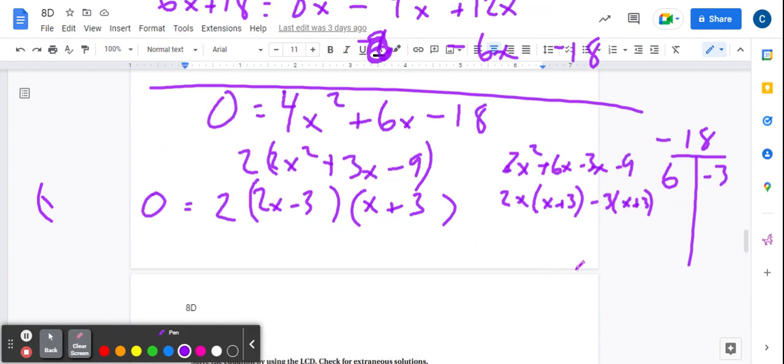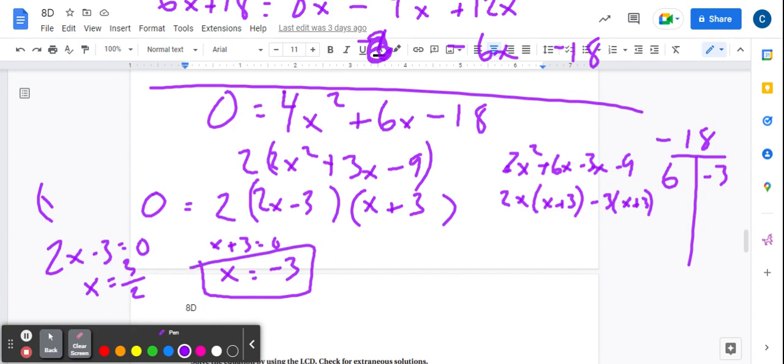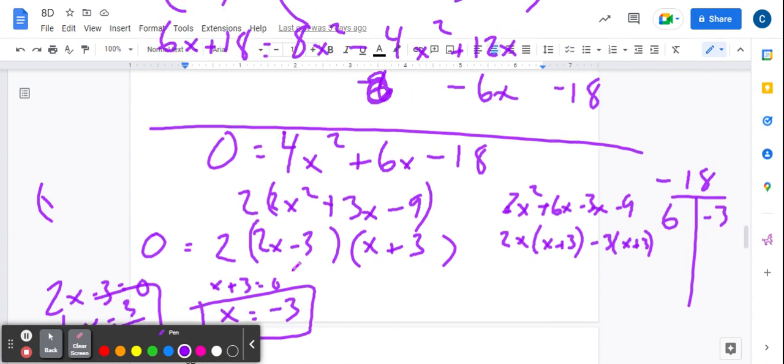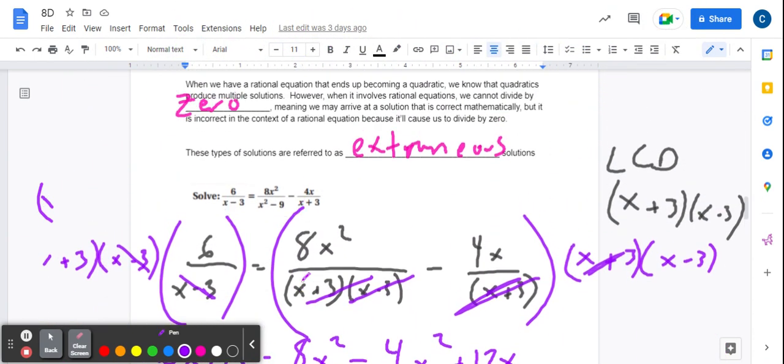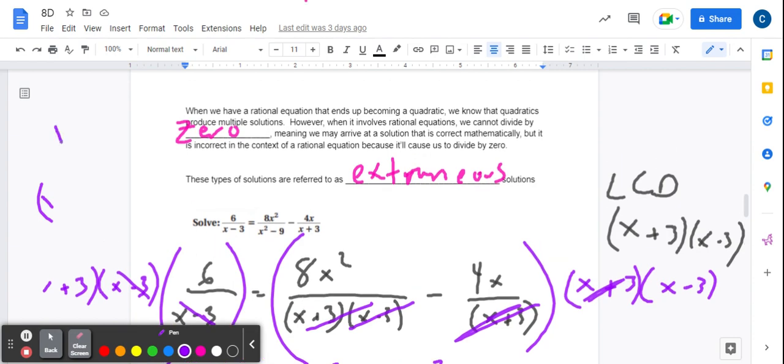So when we set it equal to 0, we get 2x minus 3 equals 0, and that's going to make x equal to 3 halves. And if we have x plus 3 equal to 0, that's going to make x equal to negative 3. Okay? So our two answers are going to be 3 halves and negative 3. Those are our two answers. However, going back to our original equation, okay? So x equals 3 halves or negative 3.